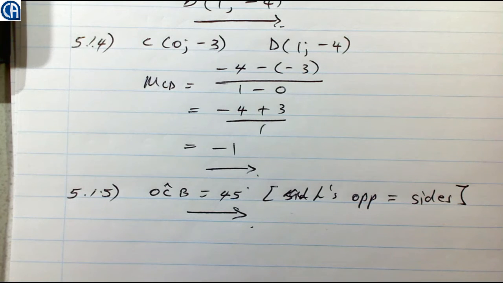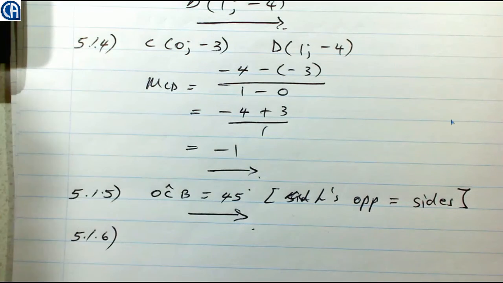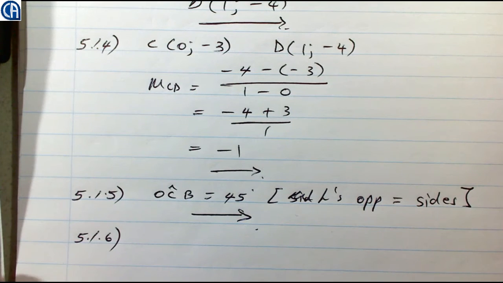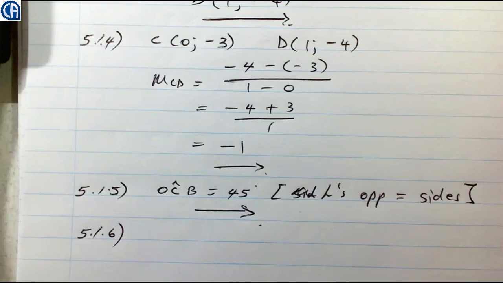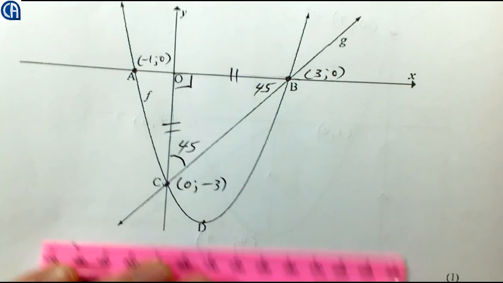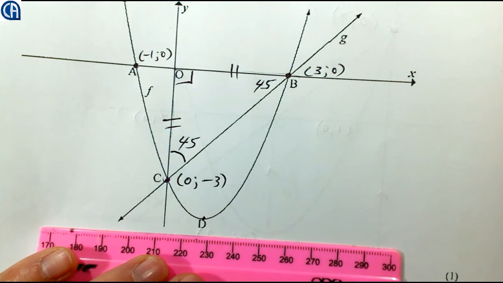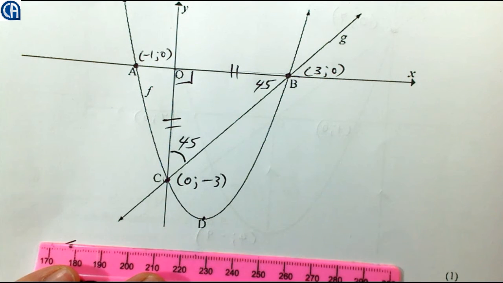5.16. Let's see how we're doing for time here. Alright, 5.16. Determine the values of k for which f(x) equals k have two unequal positive real roots. Okay, now if you have two positive unequal real roots, they got to be positive, right? Now if I move my ruler from the bottom up, here my ruler is not cutting the parabola, which means we have non-real roots.